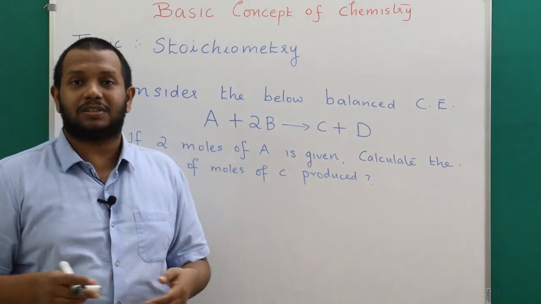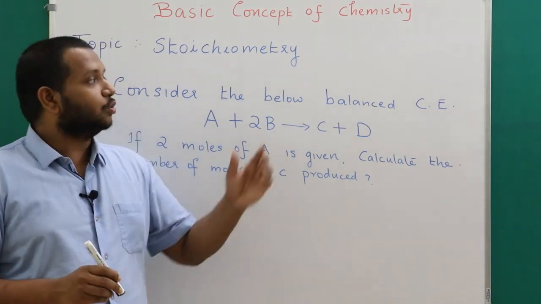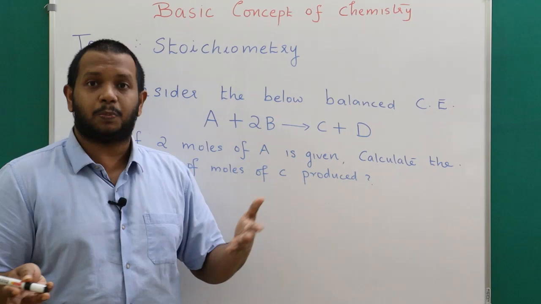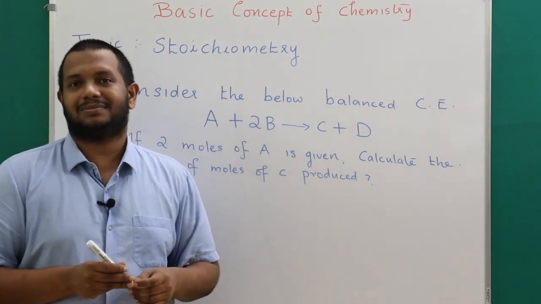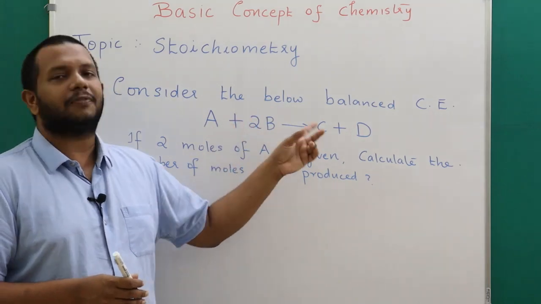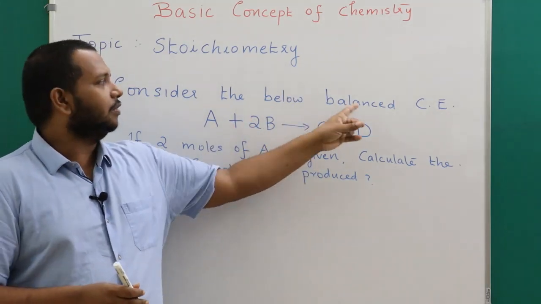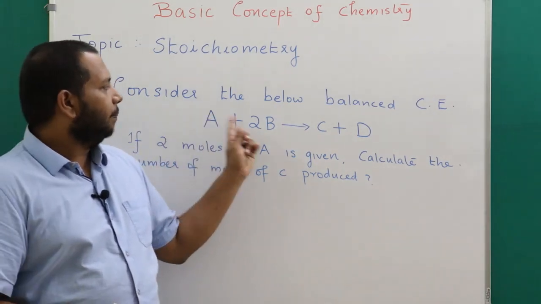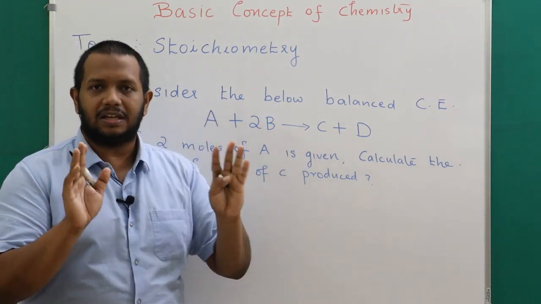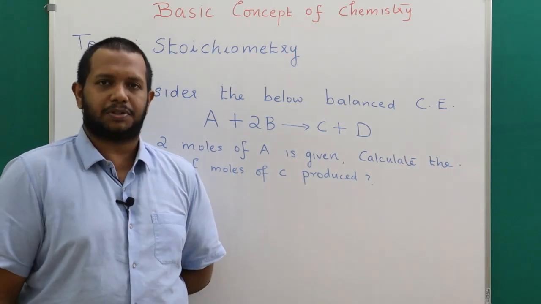You know that there are no such elements as A, B, C and D. So they should give you a balanced chemical equation. Is it possible for you to balance A, B and C and D? No, you cannot do that. So whenever they are referring to hypothetical elements, they should mention that it is a balanced chemical equation. So A plus 2B giving C plus D, they are telling us it is a balanced chemical equation.